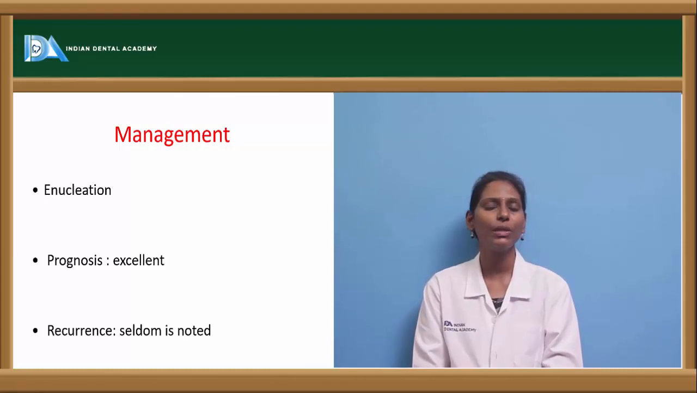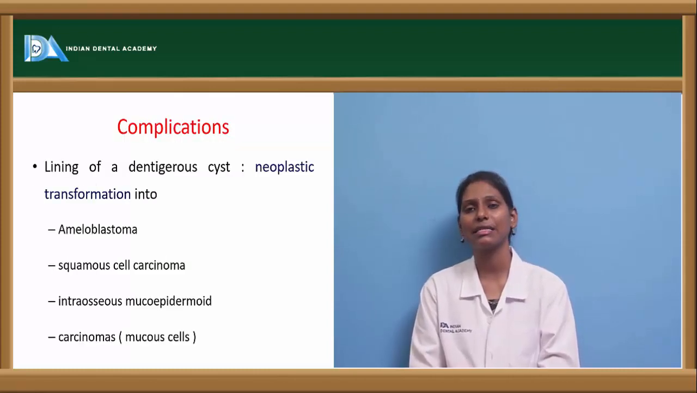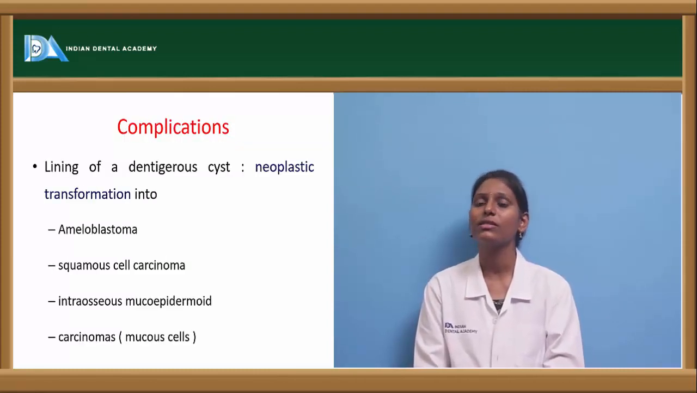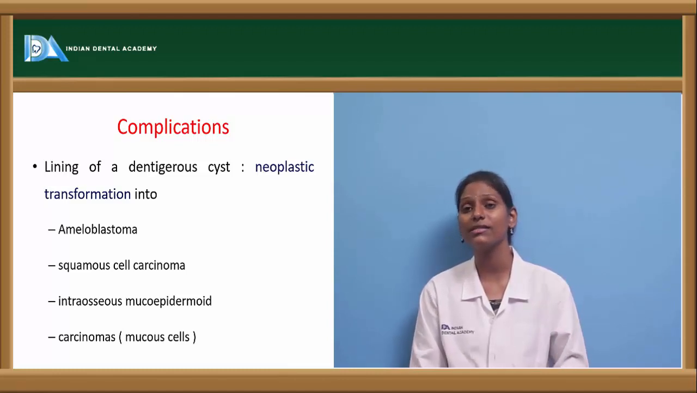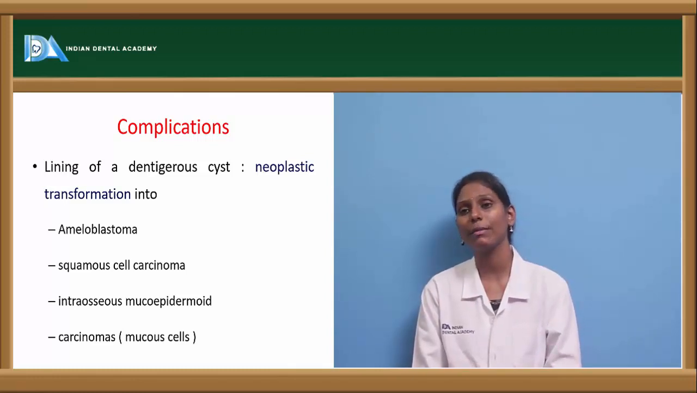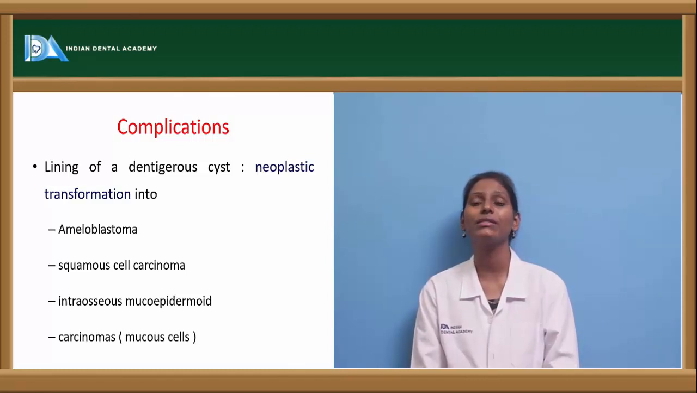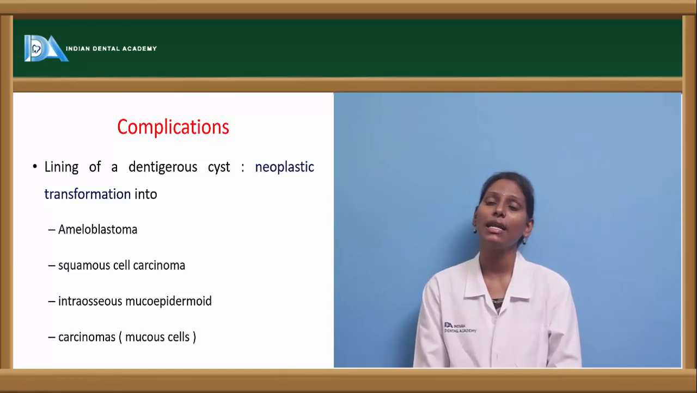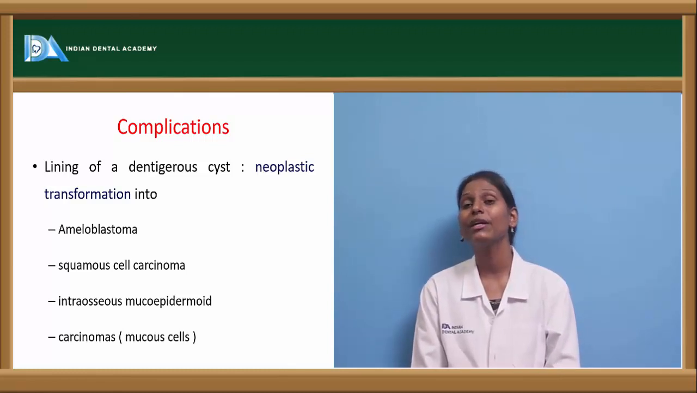Usually we do not see much recurrence in these cases. Coming to the complications, the lining of a dentigerous cyst has neoplastic transformation ability. It can transform into an ameloblastoma, a squamous cell carcinoma, or an intraosseous mucoepidermoid carcinoma, or carcinoma of any mucous cells. That is the reason, when doing an incisional or excisional biopsy, the lining epithelium has to be examined to rule out any neoplastic transformation.